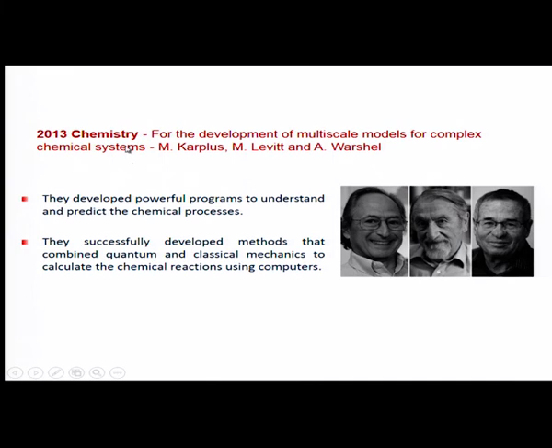The 2013 Chemistry Nobel Prize went for the development of multi-scale models for complex chemical systems, and the three persons who shared this Nobel Prize were Drs. Karplus, Levitt and Warshel. They developed powerful programs to understand and predict chemical processes. They successfully developed methods that combined quantum and classical mechanics to calculate chemical reactions using computers, so in silico.